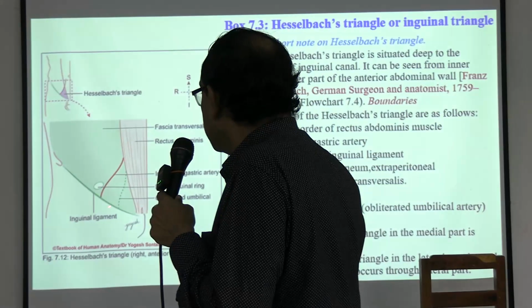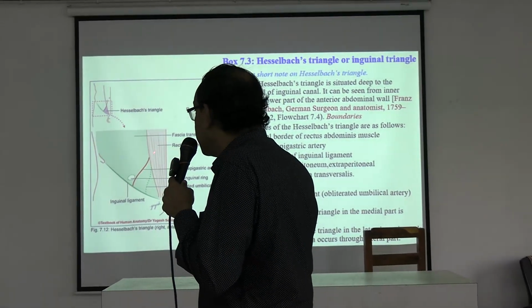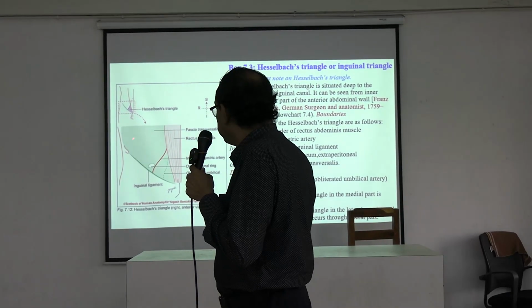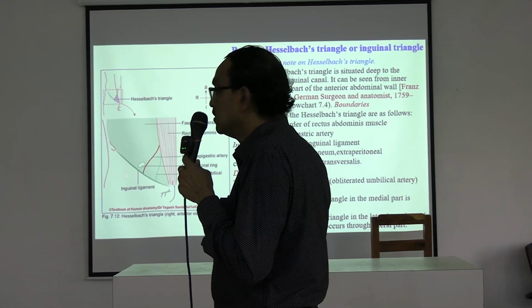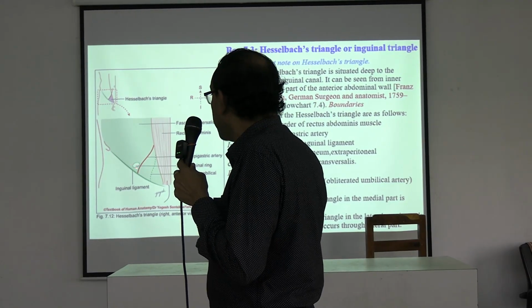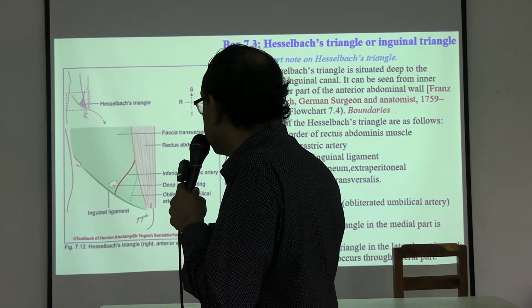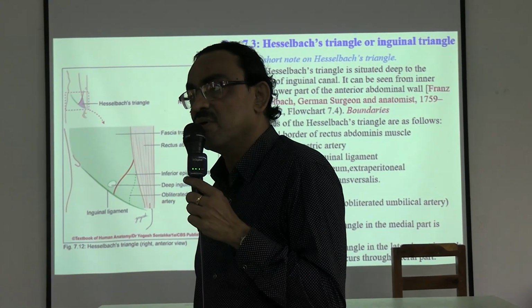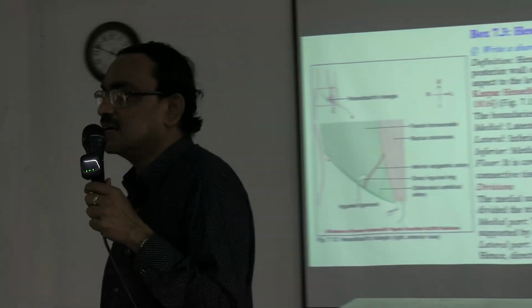Okay. So you can see this is the inferior epigastric artery. The inferior epigastric artery is just below this fascia transversalis, which is a guide to find out this deep inguinal ring. The deep inguinal ring is lateral to this inferior epigastric artery. Okay. Now we will try to find all these structures here.